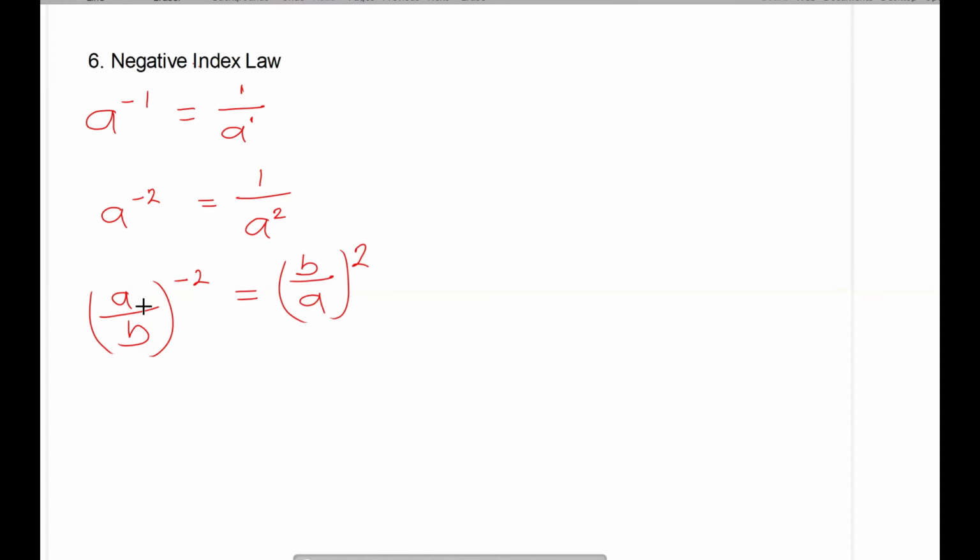B over a, this one is a over b. So we're removing the negative. Since it's a fraction, just flip that fraction. That means it becomes b over a to the power of 2. And since b over a is inside this bracket, if you distribute the 2 to both elements inside the bracket, it becomes b squared divided by a squared. So that's that. When we have a single variable or a number raised to the power of a negative index, this is how we go about it. But when we have a fraction and we want to remove that negative value, just flip that fraction and the negative will disappear.